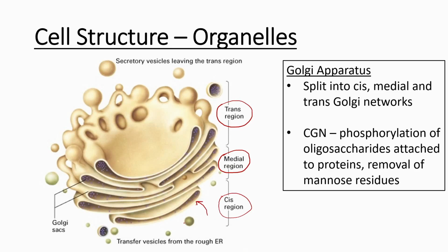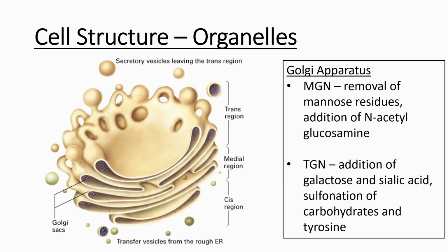Now, there are various theories of how proteins travel through the various membranes of the Golgi apparatus. But eventually, after proteins are processed by the Golgi, they leave the trans region via secretory vesicles. Now, each flattened sac in the Golgi is called a Golgi sac, or the technical term is cisterna. So you can see that the Golgi apparatus is made of many cisternae.